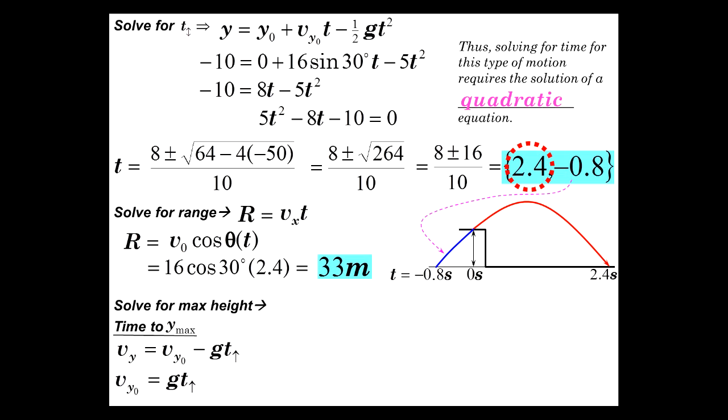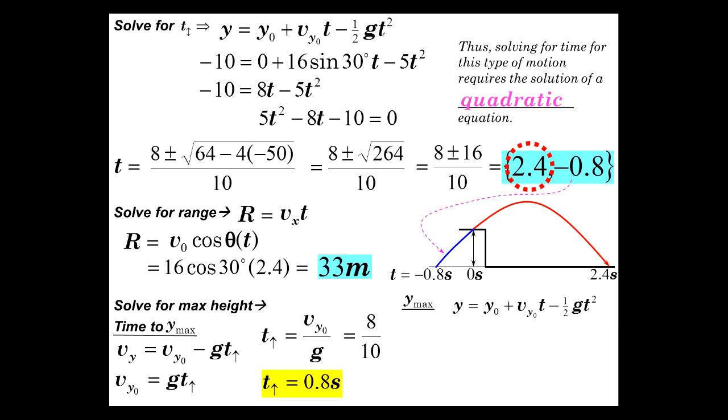So Vy0 equals gt. So t is Vy0 over g, 8 over 10, which gives us 0.8 seconds to go from here to here. So don't get that confused with this 0.8 seconds. It's a different 0.8 seconds based on what I chose here. Okay, so at the top of the flight, 0.8 seconds.